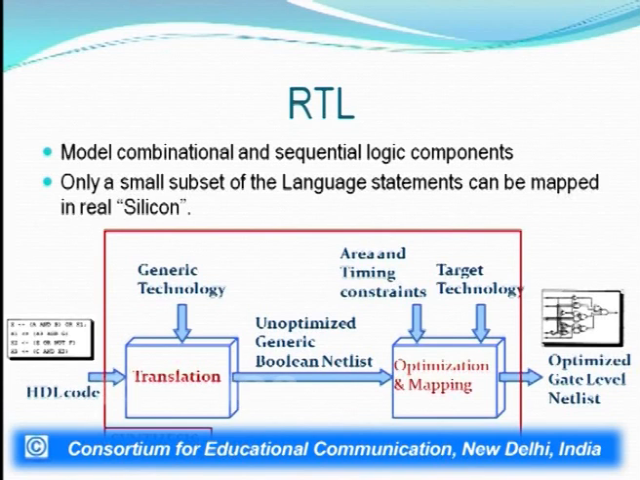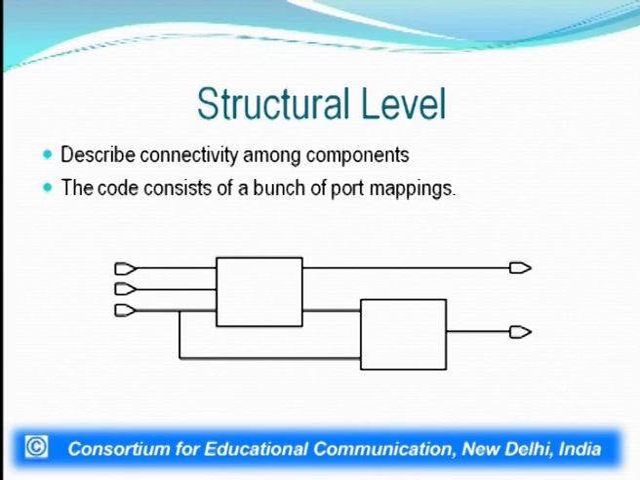Now the structural level basically describes connectivity between components. So this code consists of basically mapping of the ports. As can be seen in this particular block diagram, there are two boxes which are essentially black boxes indicating two components. All we need are the definitions for these two components and how the inputs and outputs are being mapped through these components to generate the final output logic level.